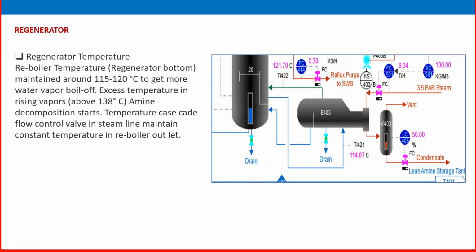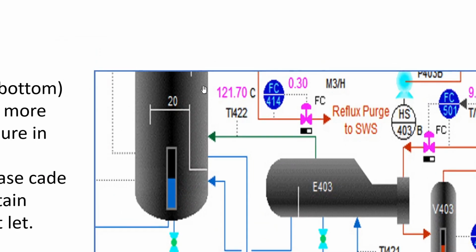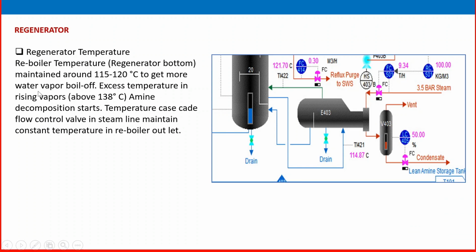So here in the regenerator, what are the various process parameters influencing? One is the regenerator temperature that I told you in the earlier slide. Reboiler temperature, that is in the reboiler bottom, regenerator bottom, maintained around 120 to 126. That is here, it is around 121 degrees C. To get more water vapor boil off, you need excess temperature.